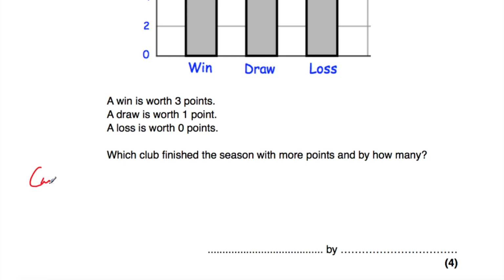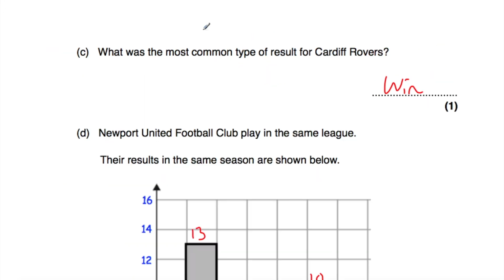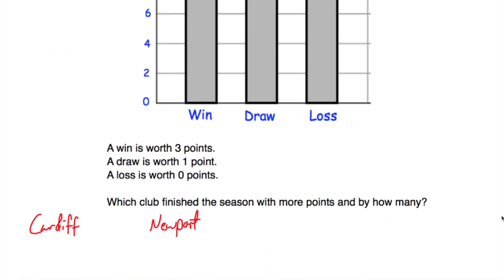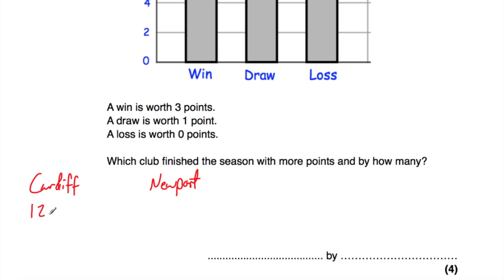So let's write down Cardiff. So Cardiff, and then over here we've got Newport. In terms of Cardiff, we're going to take the number of wins for Cardiff. So they won 12 matches. So we're going to do 12 times 3, because each win is worth 3 points. So 12 multiplied by 3 is 36. Then their draws was 11. So 11 times 1, because they get 1 point for each draw. That's 11. And then in terms of the losses, they lost 7, and they're worth 0 points. That's 0 points. And if we add those up, we see that Cardiff gets 36 plus 11 is 47 points.